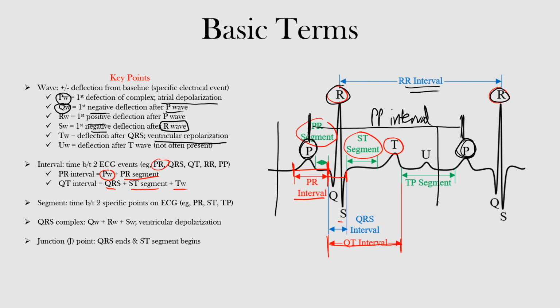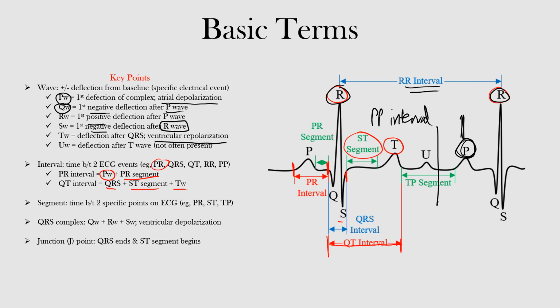Next, we have these segments. A segment represents the time between two specific points on the EKG. Normally, these segments should be isoelectric, meaning they should be at baseline. The main segments to be aware of here are the PR segment, the ST segment, and the TP segment.